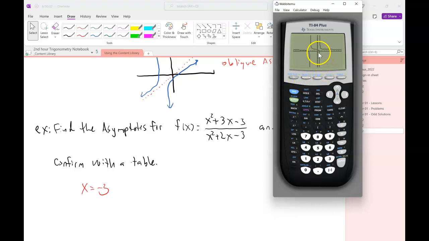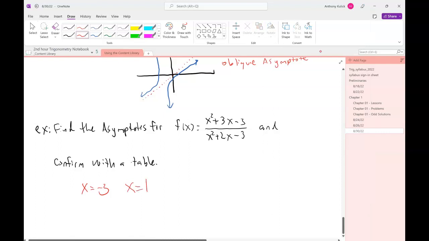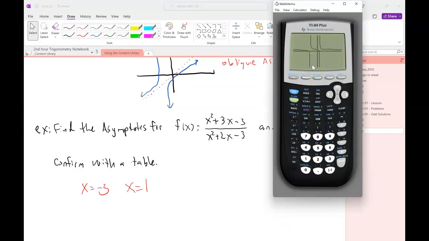And then I see another vertical asymptote kind of right here. Vertical. That looks like x equals 1. You guys agree with that? Okay. And then, are there any other asymptotes? Well, it certainly looks like there might be a horizontal one here. See that this end is flattening out and this end is flattening out?